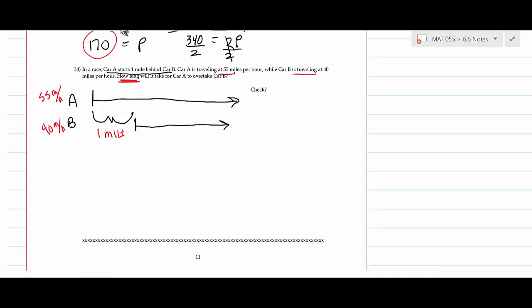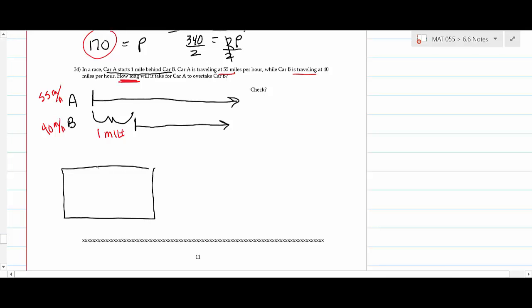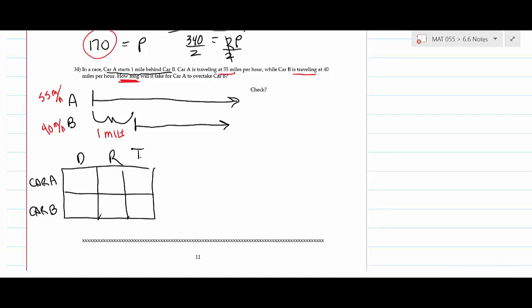So we're going to make a chart on this to kind of help us organize the information. Okay, let's see what we have. So we got two things. We're going to have a row for car A, because it has a different rate, has a different distance, but something's the same. Then we have car B, distance, rate, and time. So what's happening is basically they're starting at the same time, but car B gets a head start. Is everybody clear on what the problem is saying?